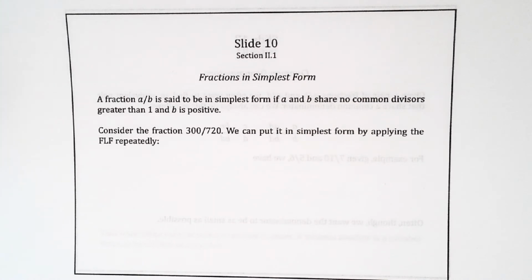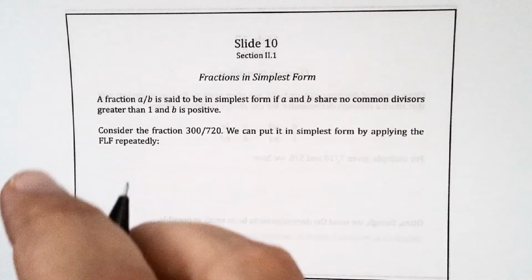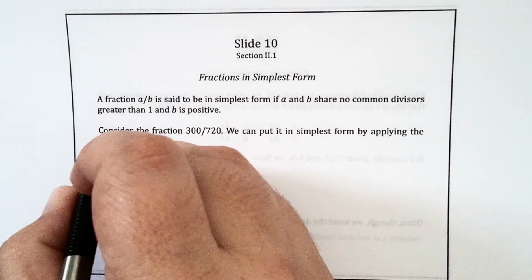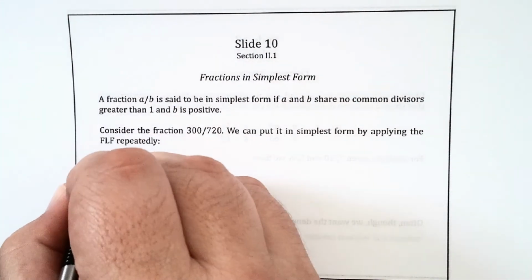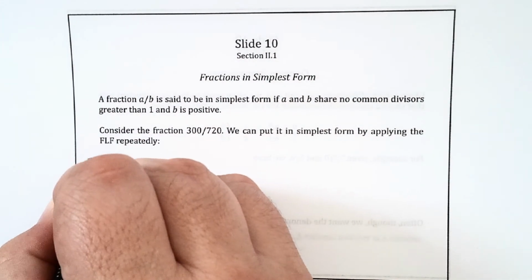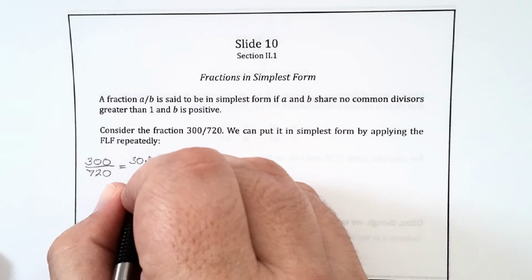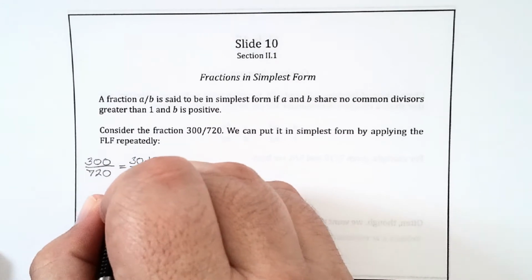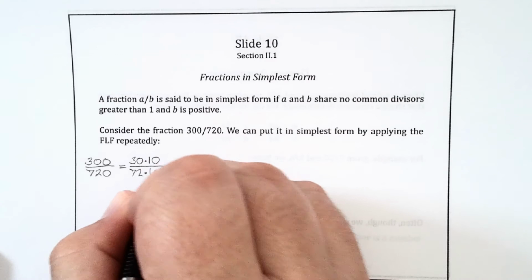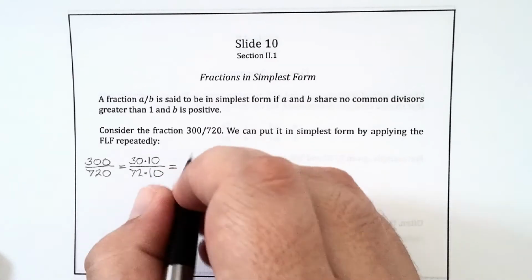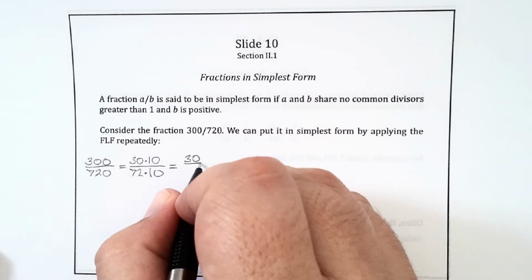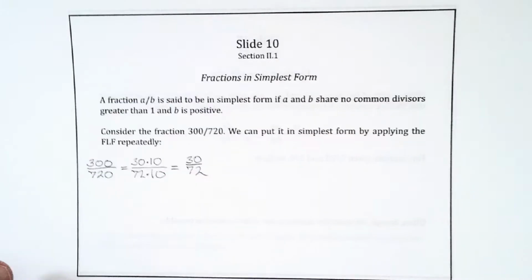So let's think about the number 300 over 720. We can put this in simplest form by applying the fundamental law of fractions repeatedly. 300 over 720. Well, 300 is 30 times 10, and 720 is 72 times 10. So using the fundamental law of fractions, that's 30 over 72.